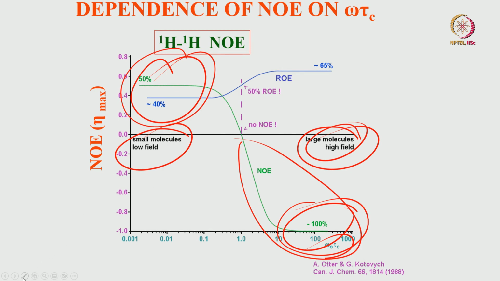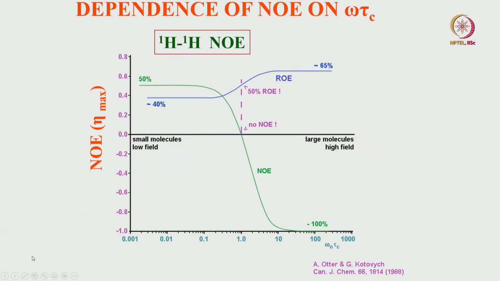But you can find a situation where the curve crosses the 0 point. That corresponds to omega tau c approximately 1.12, some number like that. Approximately consider 1. This is the point at which omega tau c equals 1. There is a switchover point. NOE is 0 here. No NOE at all. Totally 0. So depending upon omega tau c, you can have a positive NOE or negative NOE.